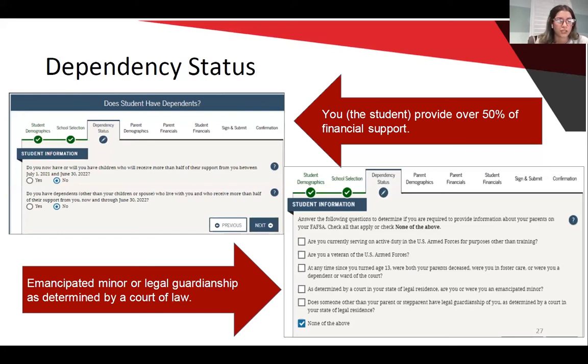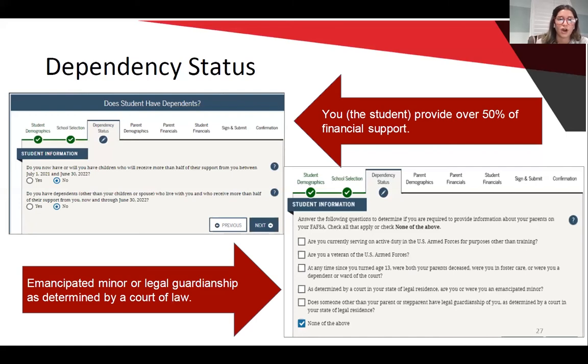Additional questions. Again, we were seeing some of these in the chat. Are you currently serving on active duty in the U.S. Armed Forces for purposes other than training? Select the box if you're currently serving in the U.S. Armed Forces or are a National Guard or Reserve enlistee who is on active duty for reasons other than state or training purposes. So you're going to select that box if it applies to you.